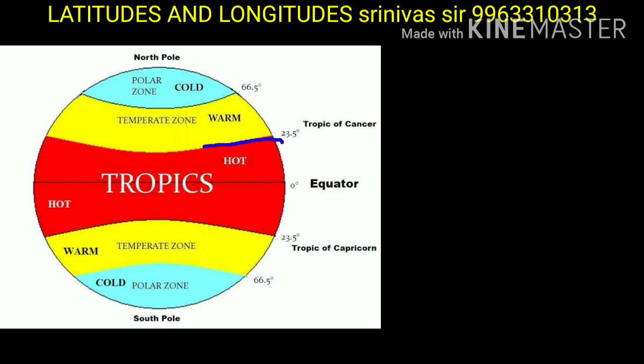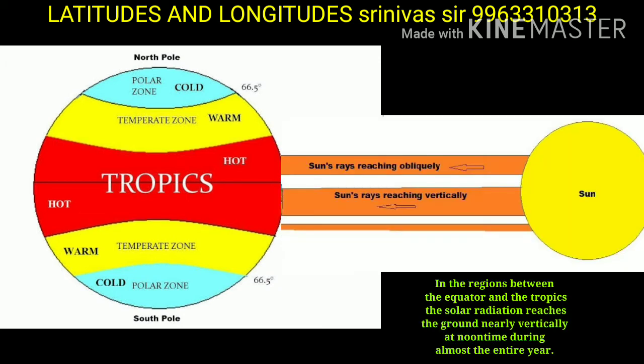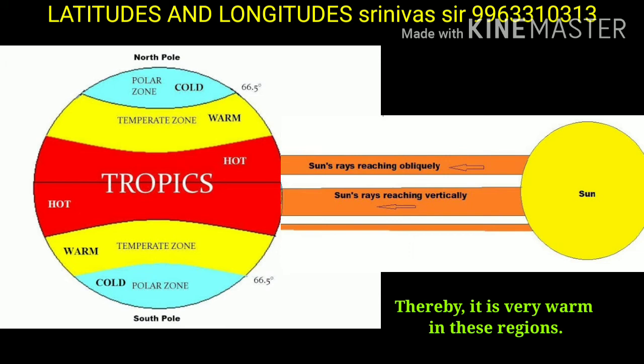The place between Tropic of Cancer and Tropic of Capricorn is called Tropic Zone, that means heat zone. In the regions between the equator and the tropics, the solar radiation reaches the ground nearly vertically at noon time during almost the entire year. Thereby, it is very warm in this region.